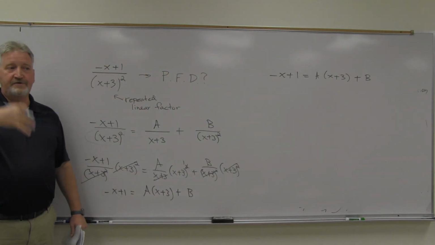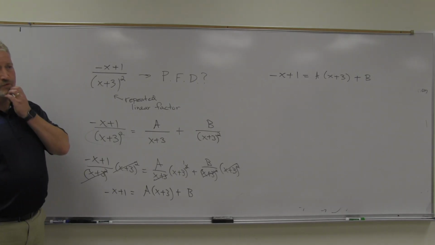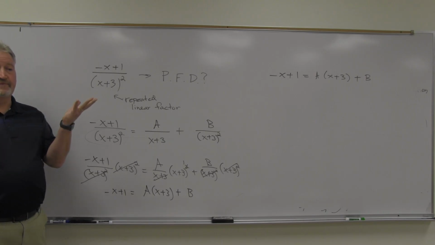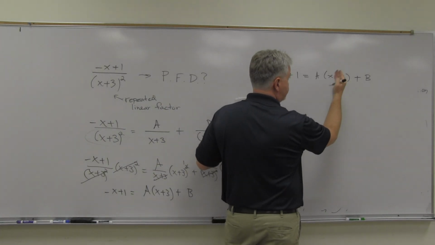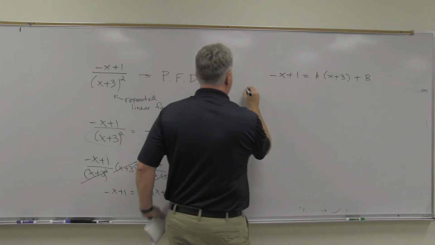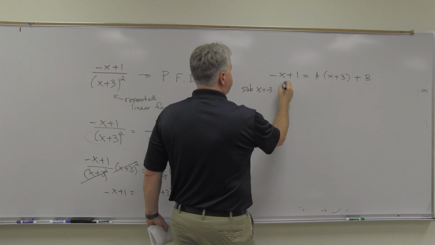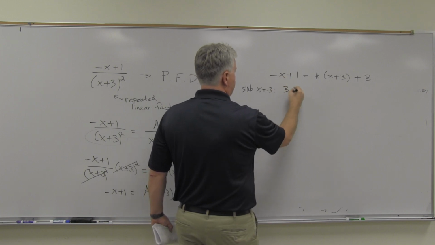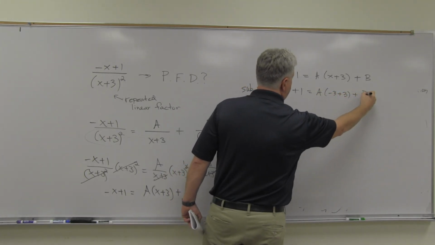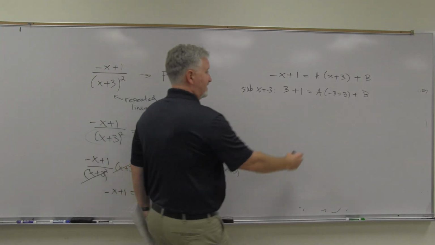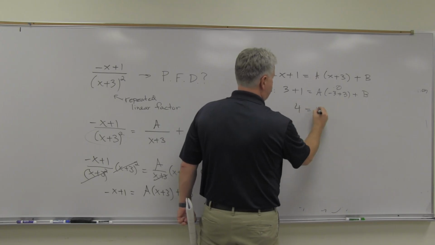Third step, we just start substituting x values. What x value would be a good one to substitute in this case? Negative 3. What you want to do is make this be 0. So choose an x value that makes that 0. x equals negative 3. So it'll be positive 3 plus 1. A times negative 3 plus 3, so that's going to be 0. And then B, there's nothing to substitute, so right off the bat, since that's 0, A times 0 is 0, so you got 4 equals B.